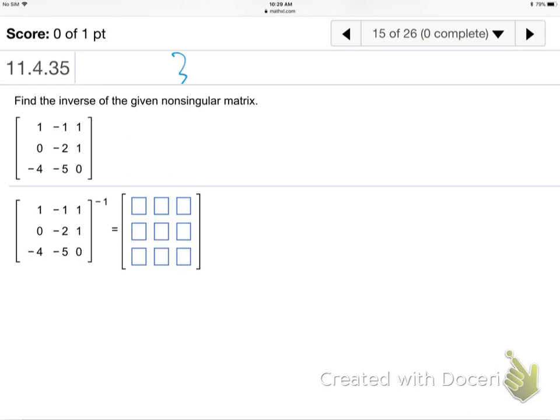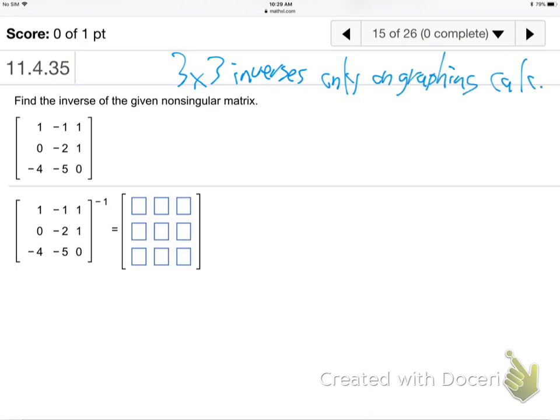So 3 by 3 inverses only on the graphing calculator. Do not do them by hand. I'll show you what they say to do in a minute. I'll do the show me example. It's horrific. You don't want to do it. 3 by 3 inverses only on the graphing calculator. Never, not ever by hand. I will not make you do it by hand.